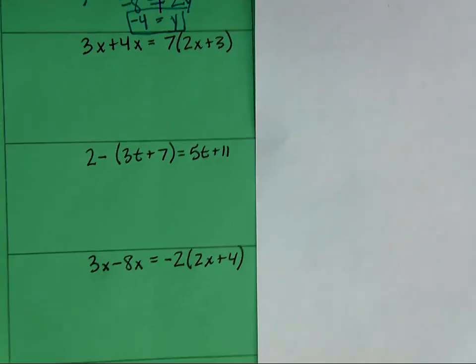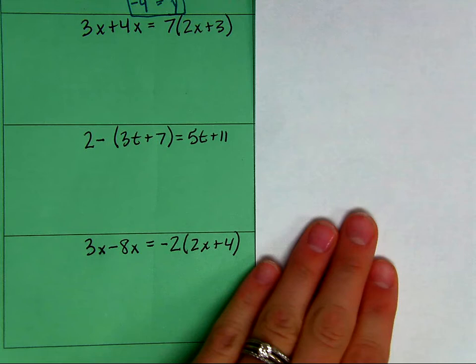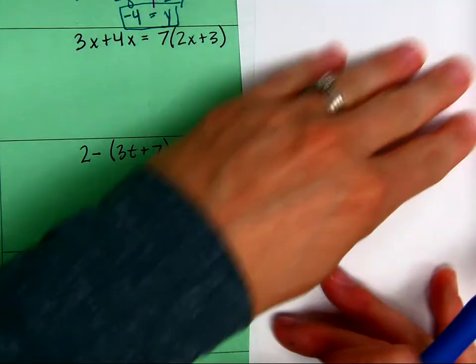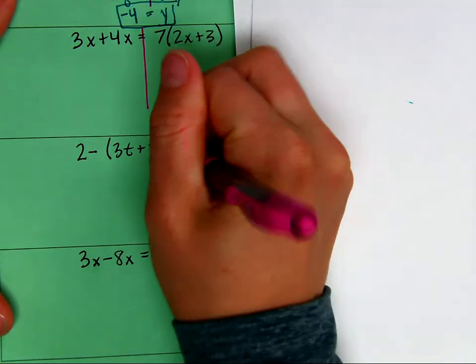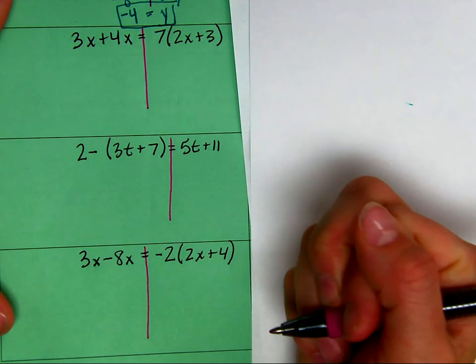Okay, so I've got 3 for you to try now. I am throwing some curveballs in there, so be careful when you are distributing. All right, so let's check. Make sure you're drawing that line so your equal sign doesn't move.